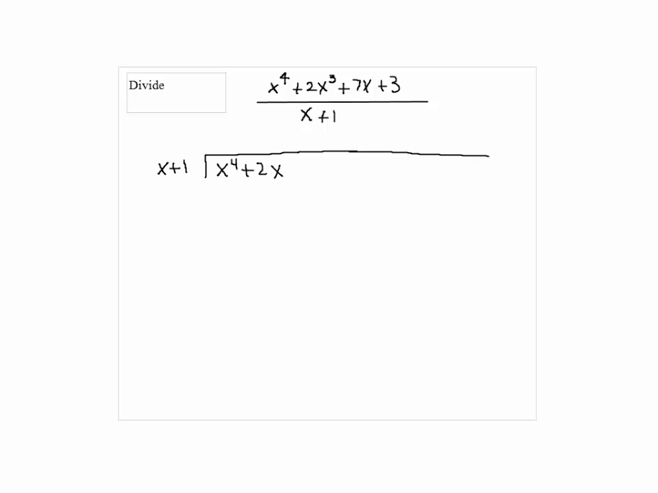Here when we divide by more than one term, we're dividing by binomial, 2 terms polynomial, so we have to use a long division. Dividing x plus 1 into x to the power of 4 plus 2x to the power of 3 plus 7x plus 3.